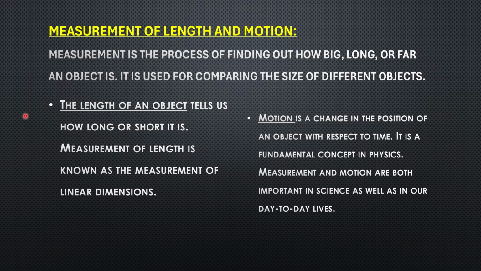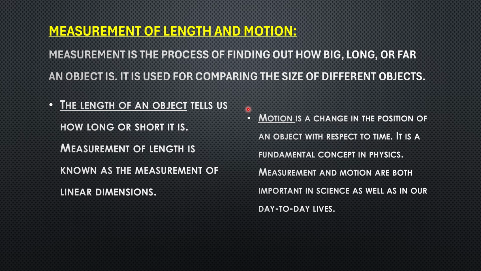In this chapter, we are going to study the measurements of length and motion. First we will study the measurement of length. The length of an object tells us how long or short it is. When the length of any object is measured, we specify that this object is this much long or short. The measurement of length is known as the measurement of linear dimension, when it is measured in a single direction.